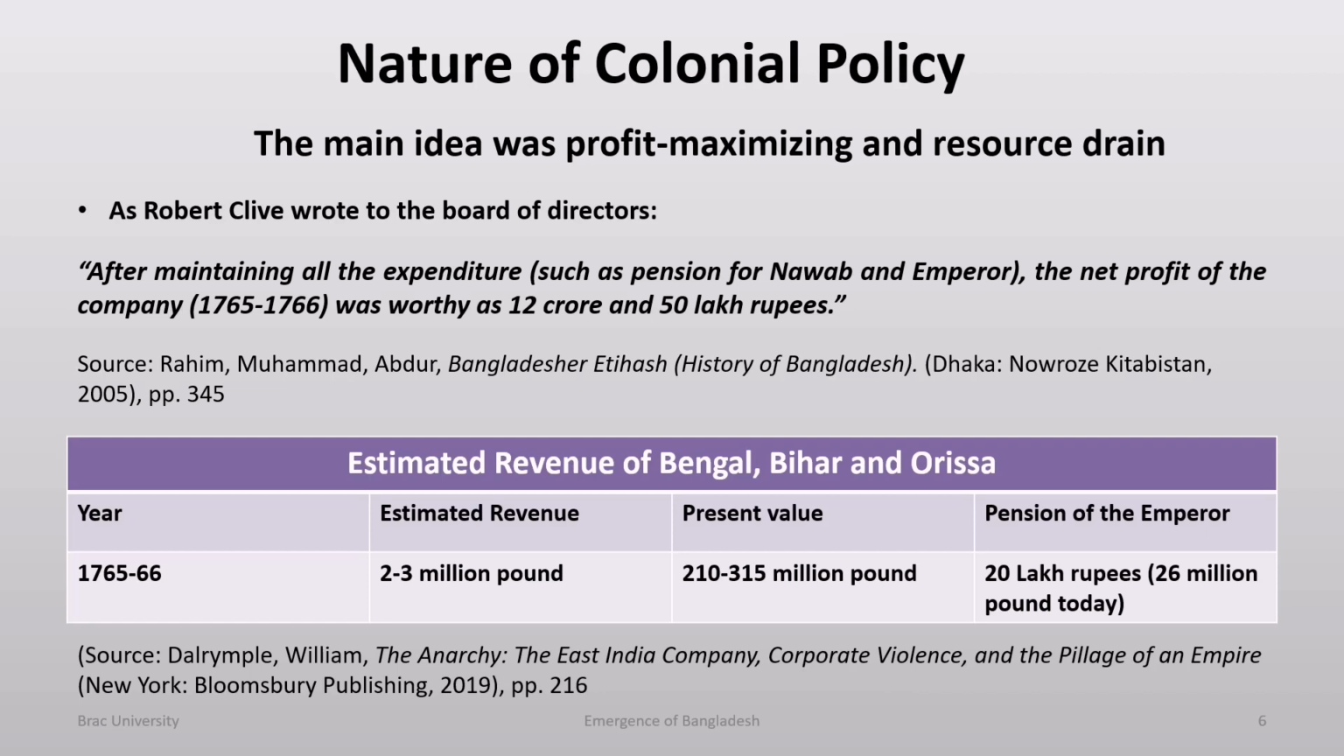After paying a very nominal amount of money to the Mughal Emperor and the Nawab of Bengal, British East India Company used to take the rest of the money. With this, a bankrupt company soon became a corporate giant in the world. William Dalrymple detailed this plunder in his famous book, The Anarchy.